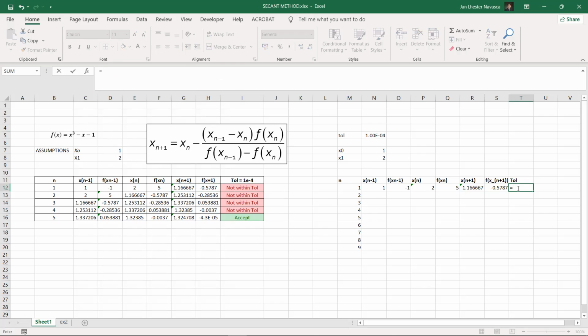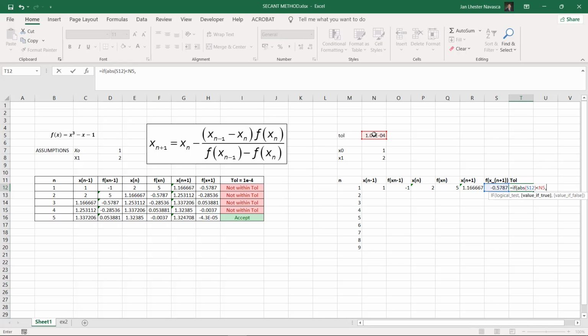Equal sign, if else. So syempre lagay ka lang if, open parentheses, then yung logical test natin. We all know that if the absolute value of the f of x sub n plus 1 is less than the tolerance, we will accept. So, ang gagawin mo ganito, the logical test, syempre, the absolute value ng ito, close parenthesis is less than the tolerance. Ito yung tolerance natin. Then comma. So what is the value if true?